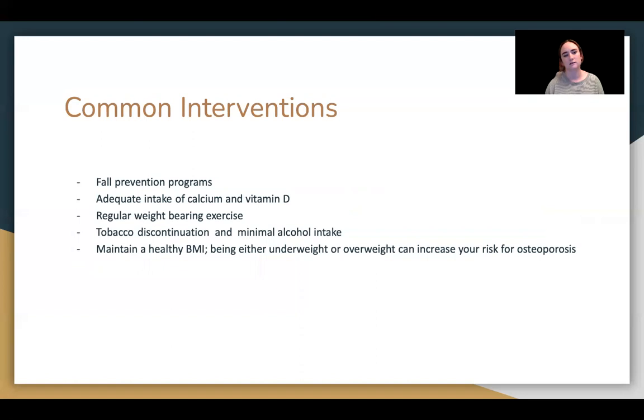Another thing is tobacco discontinuation and minimal alcohol intake. And lastly is maintain a healthy BMI. Being either underweight or overweight can increase your risk for osteoporosis. As I kind of mentioned before, being underweight is going to make those bones brittle. Overweight is going to put lots of stress on your bones, which then causes osteoporosis and more osteoporotic fractures as well.